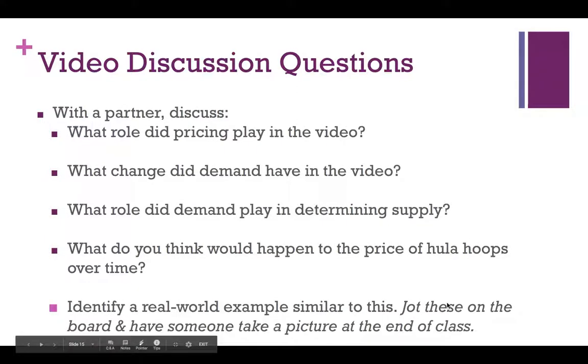I would like for you to jot those on the whiteboard and have someone take a picture at the end of class. So take about 3-4 minutes, have someone set a timer, and answer these questions with a partner. And you can pause it right now.